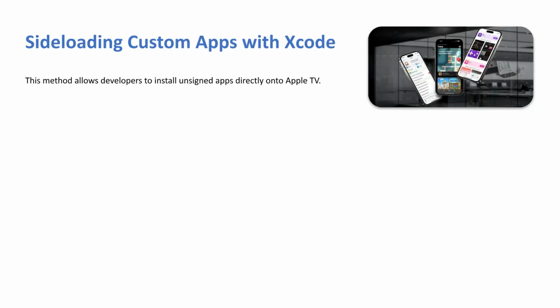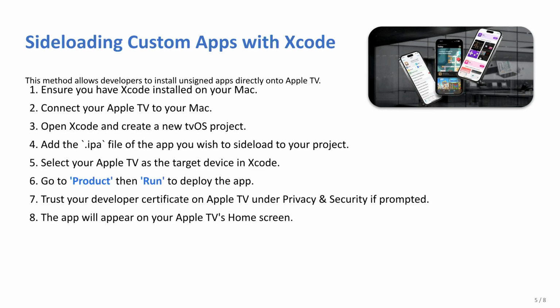To sideload using Xcode, connect your Apple TV to your Mac and open a new tvOS project. Add your .ipa file, select your Apple TV as the target, and run the project. You may need to trust your developer certificate in the Apple TV's privacy settings to complete the process.